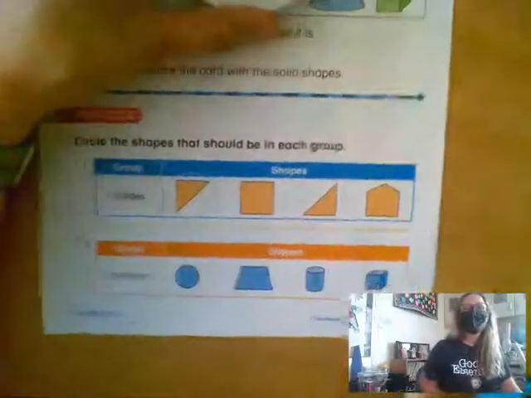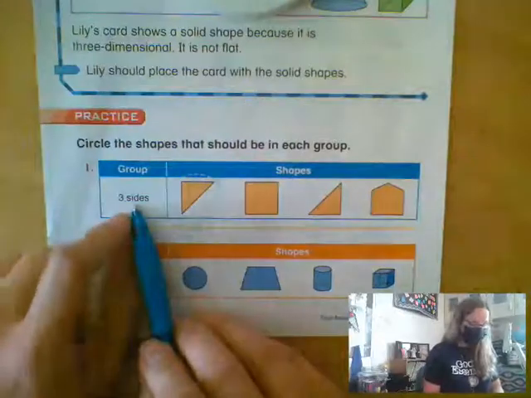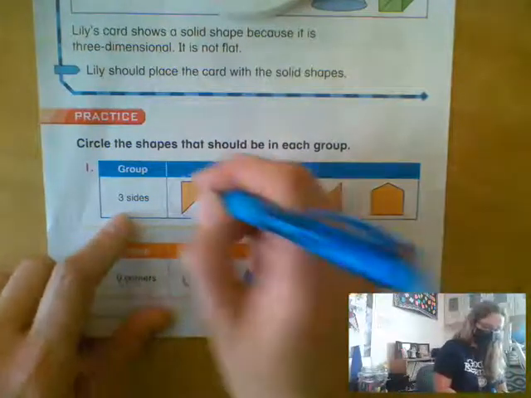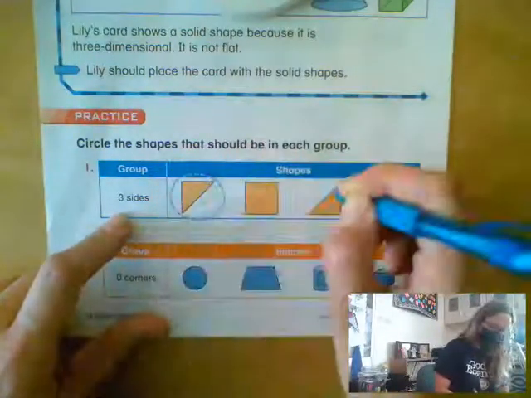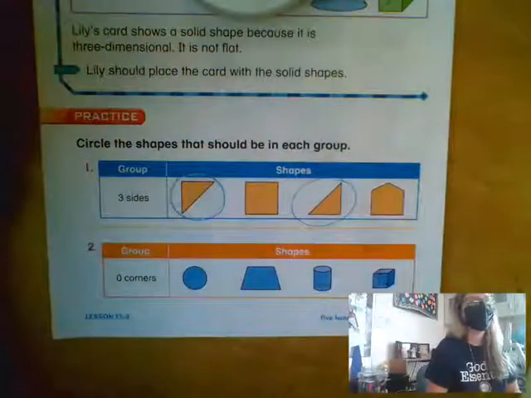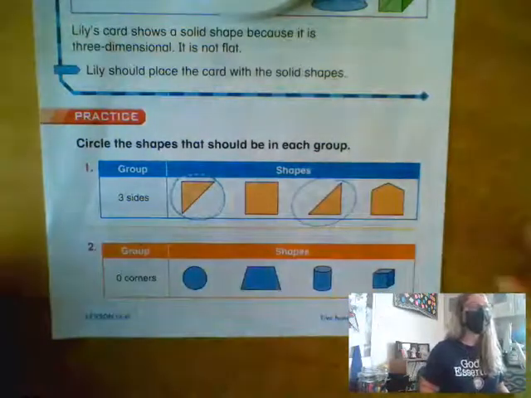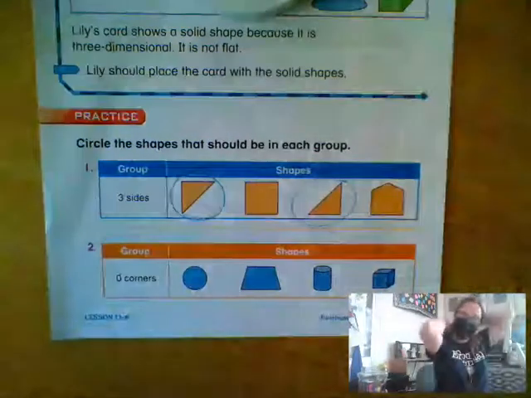Here it says circle the shape that should be in each group. So this group says 3 sides. So any shapes in this row that have 3 sides, we're going to circle them. How many did you find, Emma? I found 2 as well. Circle the ones that have 3 sides.